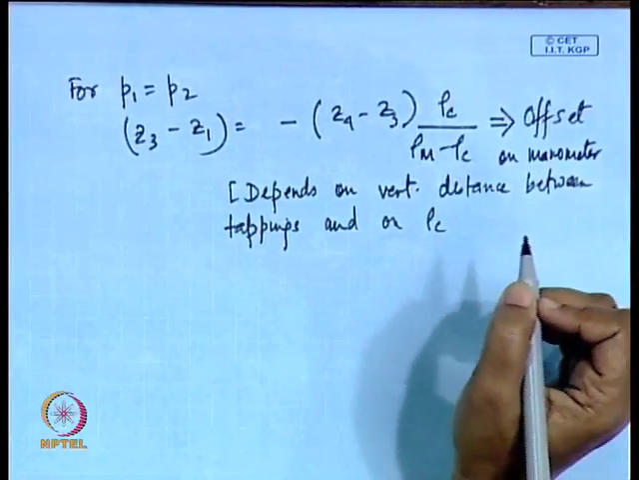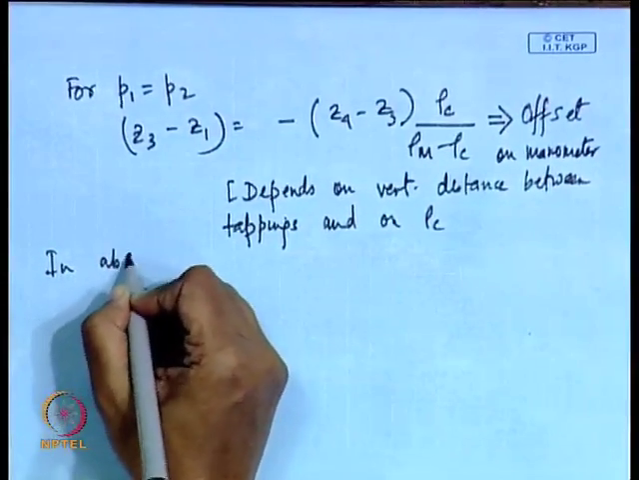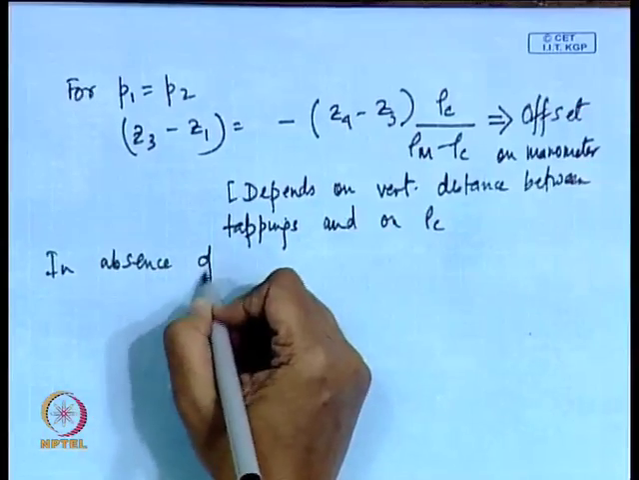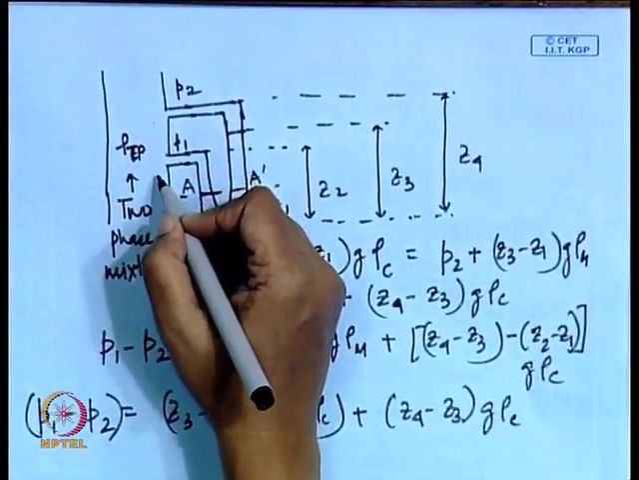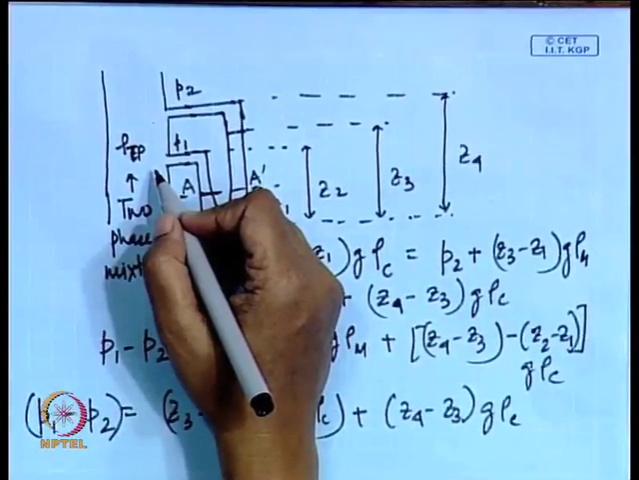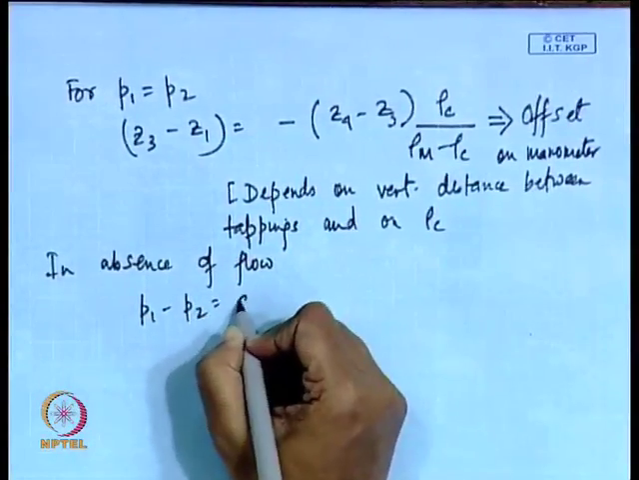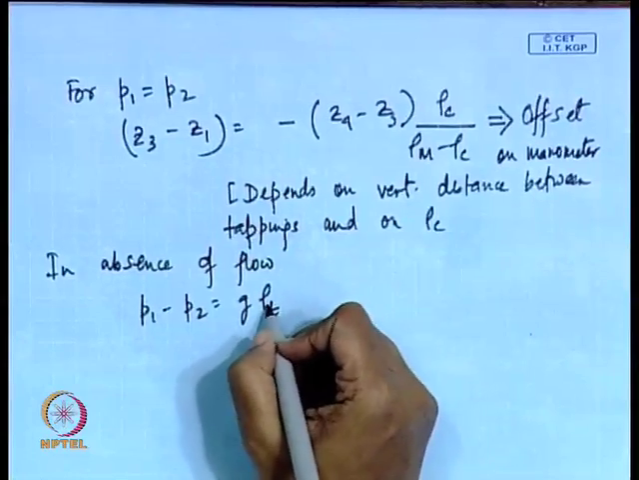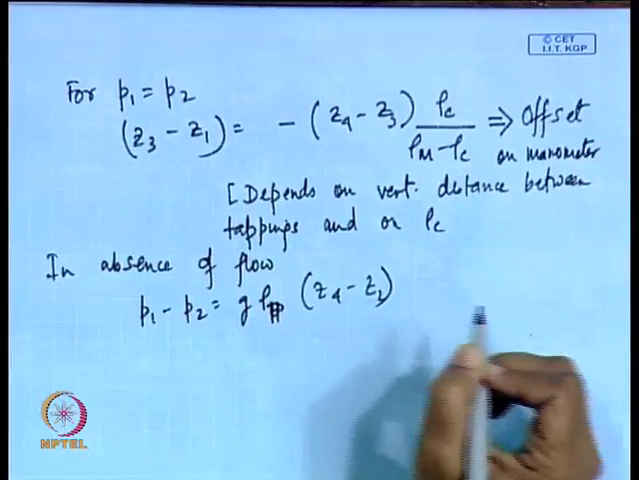What else do we observe from here? We observe that when there is no flow, in absence of flow, what happens? In that particular case we find that just the hydrostatic head difference should contribute to the pressure difference, yes or no, is not it? Or in other words, when there is no flow, then in that case your P1 minus P2 should be equal to g rho Tp, the two phase fluid, into Z4 minus Z2, is not it?